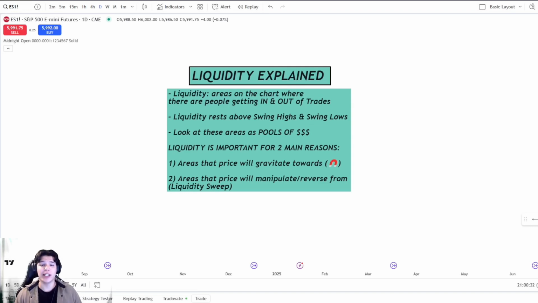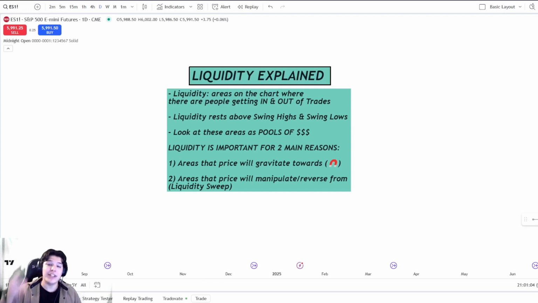Now, the reason why liquidity is relevant to us as traders, the whole point why we're even here talking about it in the first place, is because of two main reasons, okay? These are areas that the market will likely gravitate towards. These are areas where price is going to be magnetized to. I want you guys to use that analogy. Look at it as a magnet because these are areas of pools of money. Price is likely to gravitate towards these areas and have some sort of major reaction at these points.